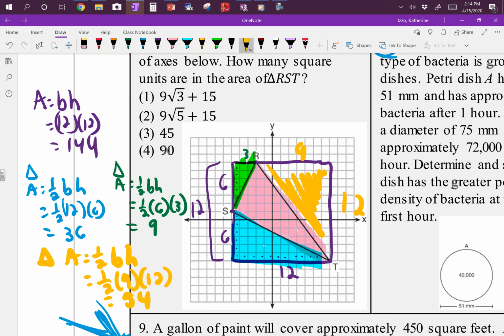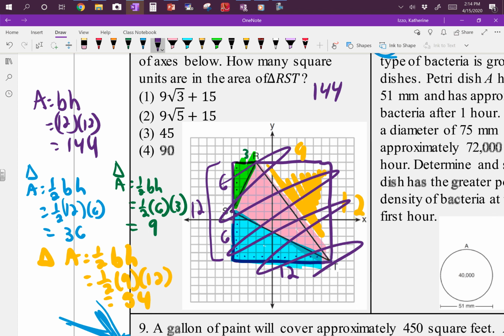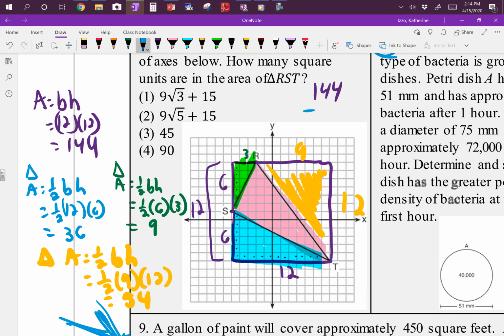And what I'm going to do is take the purple total, the 144, the whole thing, and subtract off. I'm going to cut off the blue piece, the green piece, and then the yellow piece, and that's going to leave me with my pink piece. How fancy. And you should get 45 when you do that, which, hey, is an answer. That's super exciting.